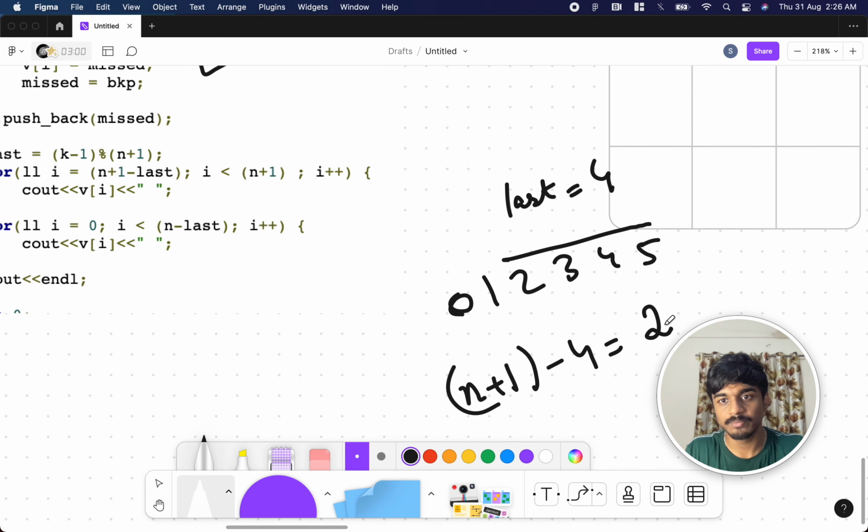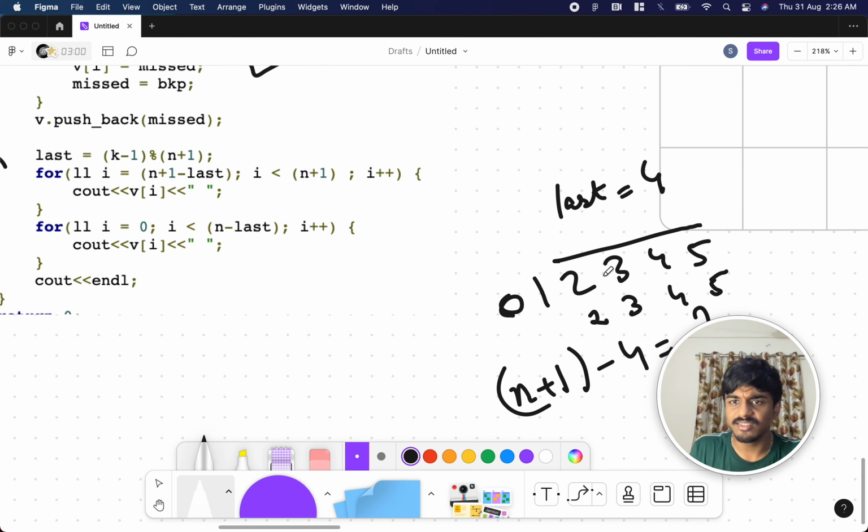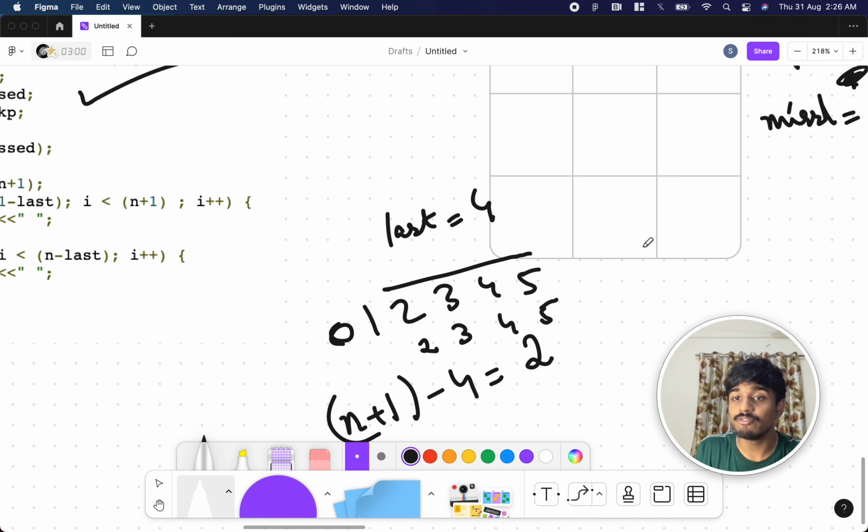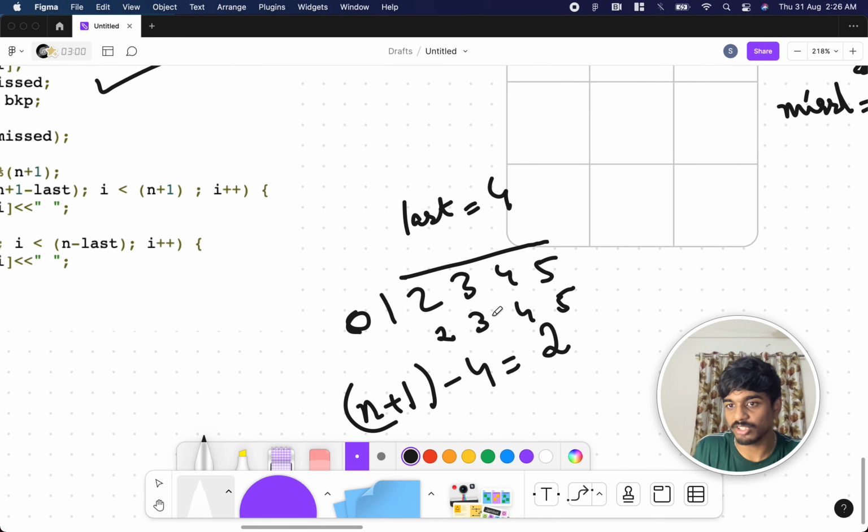So I got 2 here. So 2 is the index. So I print from n plus 1 minus last. I start printing at 2, and it can go till n plus 1, that is 6. So 2 I printed, 3 I printed, 4 I printed, and 5 also I printed. Now once everything is done, only 4 are printed, but we have 5 boxes. In this case, we have 5 boxes.